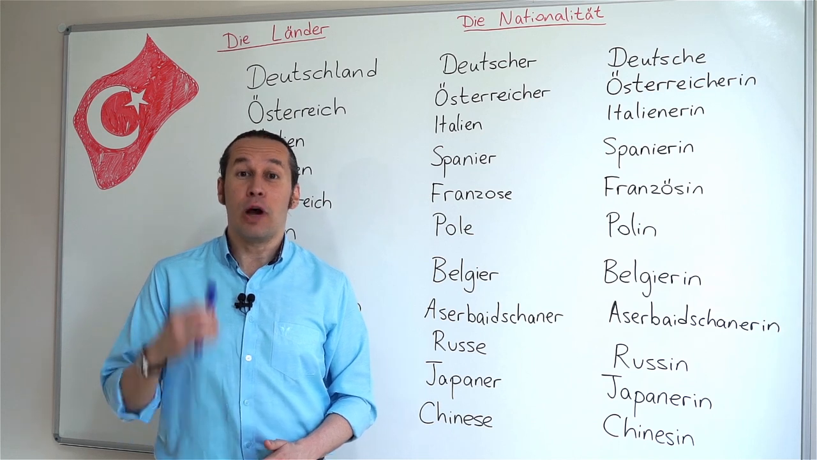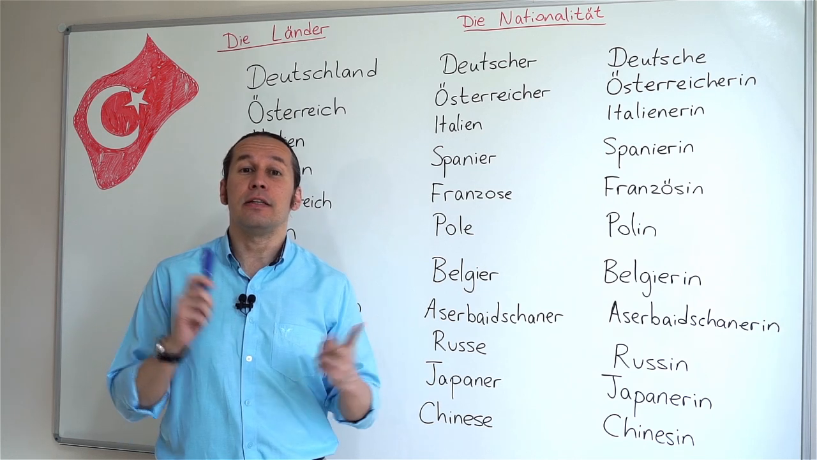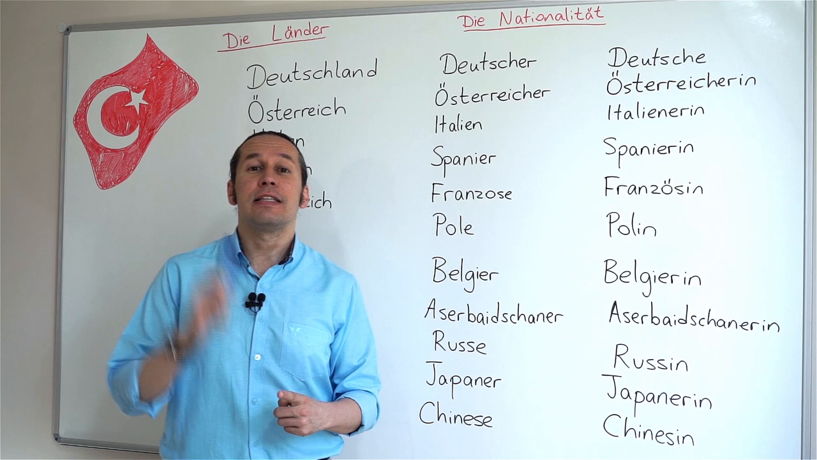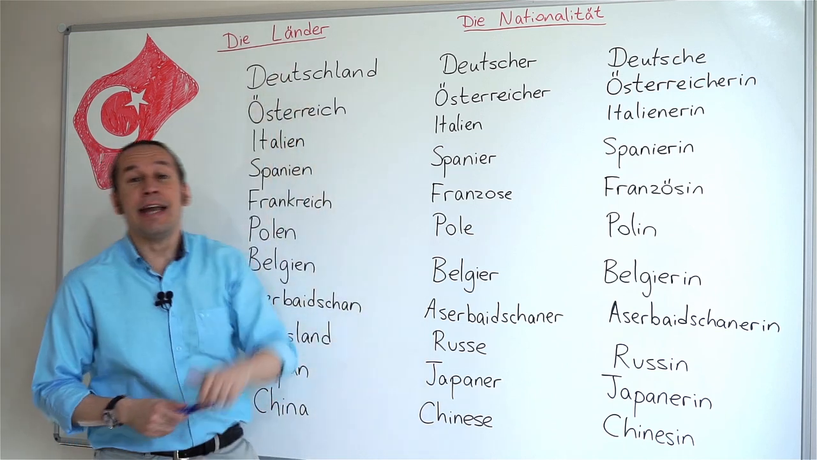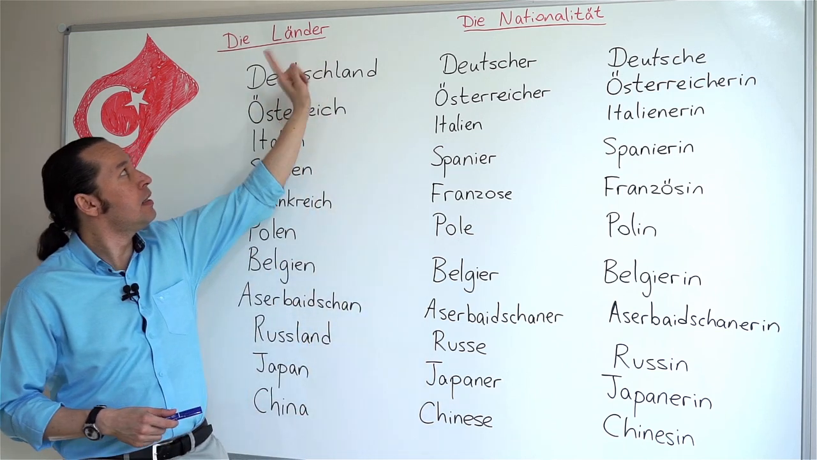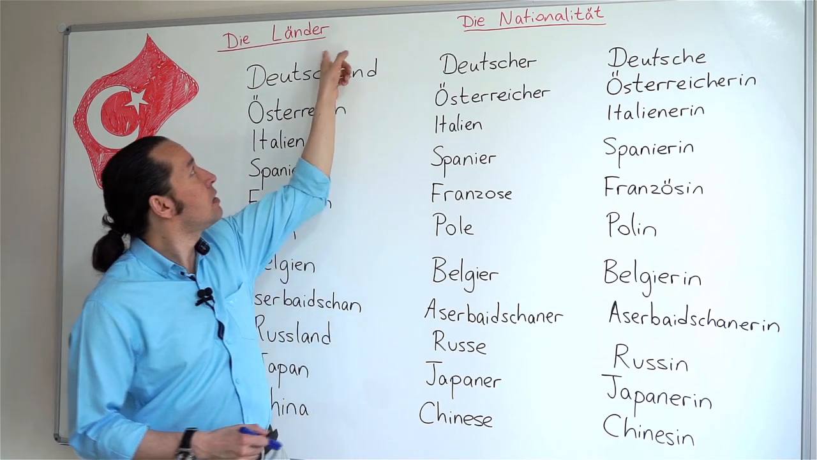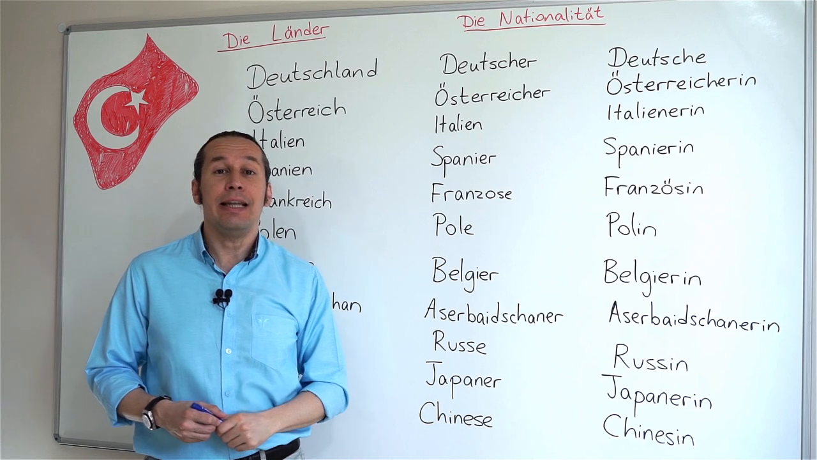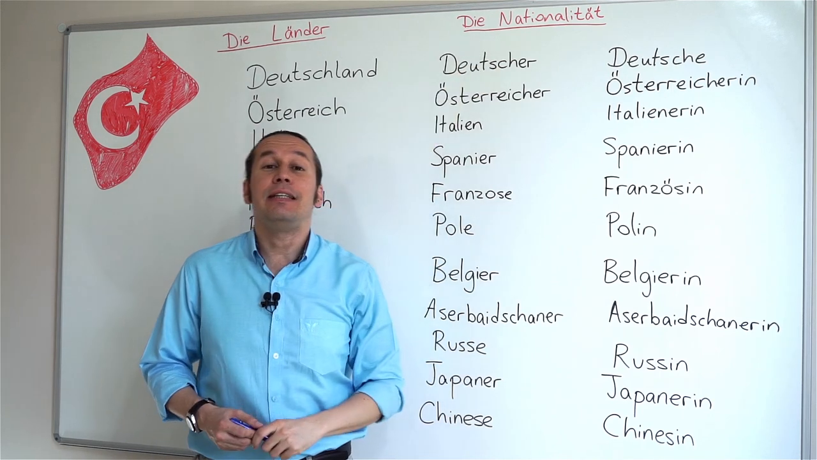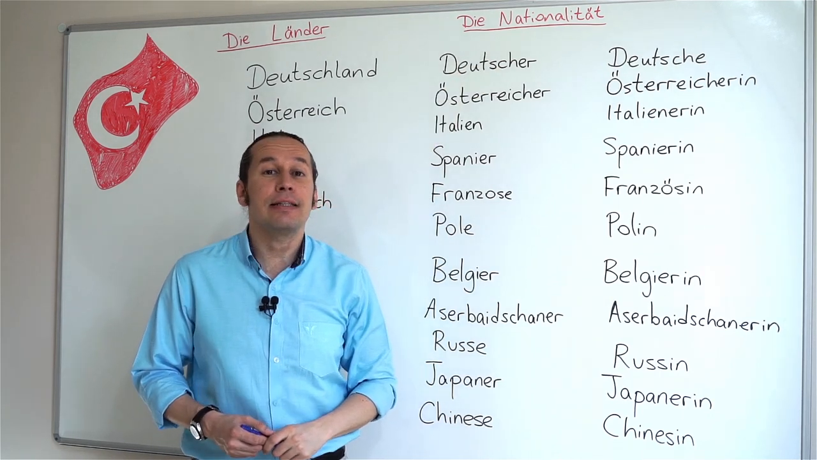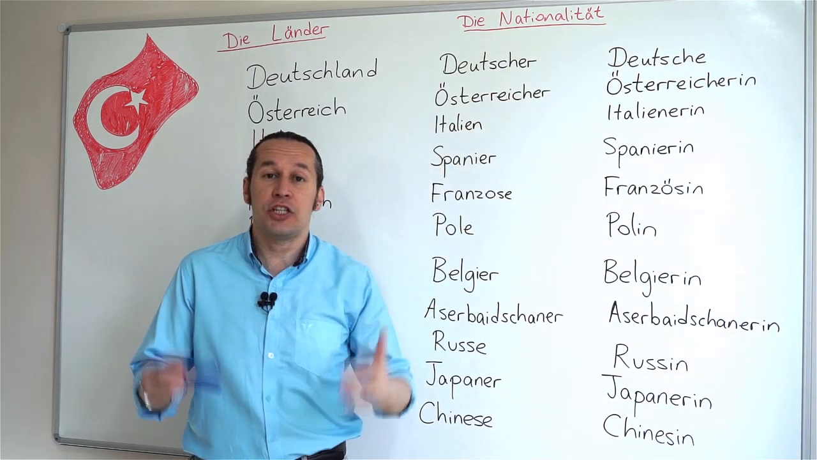In this lesson, we are going to learn the countries and the nationalities. Countries stands for Die Länder in German. The singular form of this would be das Land, but the plural form is Die Länder. And here we have Die Nationalität, which stands for nationality.